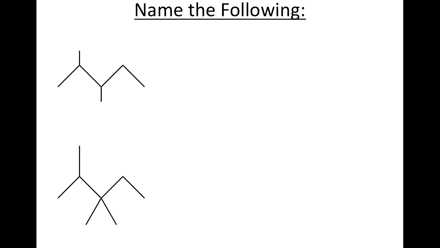The first one's parent is a pentane. It's 5 carbons long. We're going to begin numbering on the left side because the branches are closer to the left side. We have a methyl at position 2 and another methyl at position 3. So this guy gets named as a 2,2-dimethylpentane. Let's look at the molecule below.